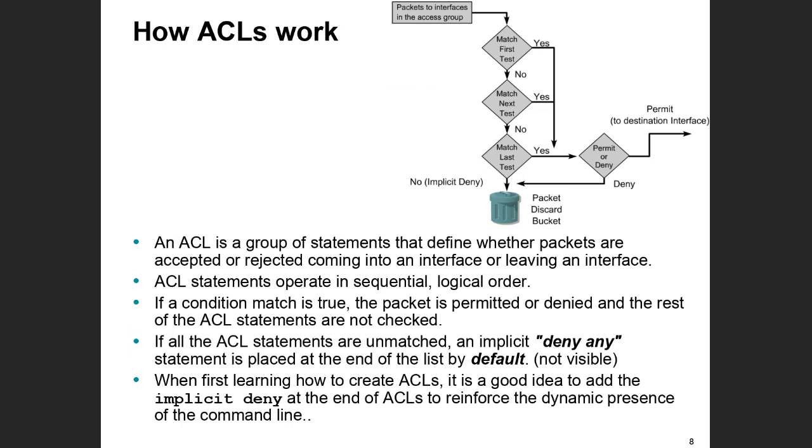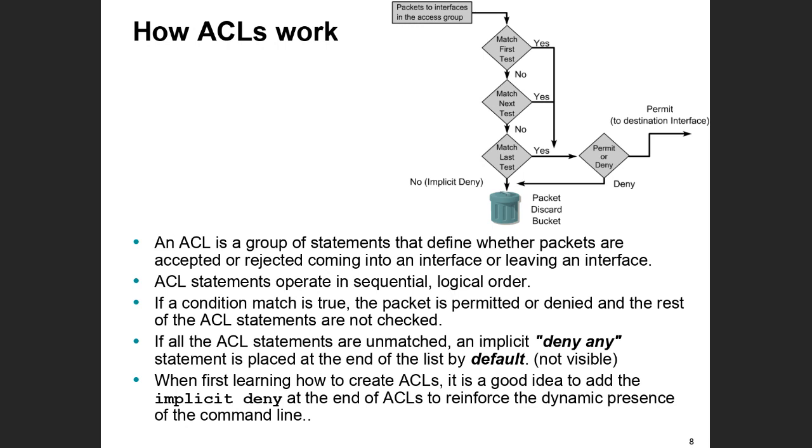So an access control list is a group of statements. It's going to define whether packets are going to be permitted or denied coming into an interface or leaving an interface, because you can set up your access control list to be either inbound or outbound. They're going to operate in a sequential logical order. And we're going to see these lists of code in just a little bit. This is very theoretical right now.